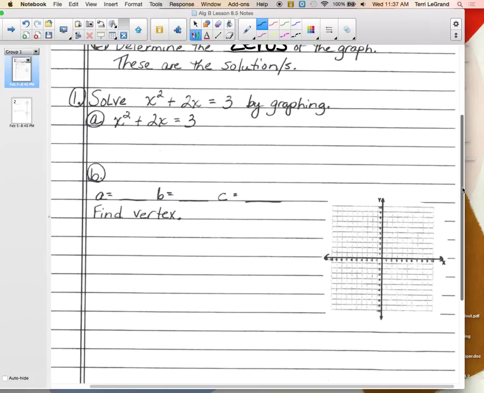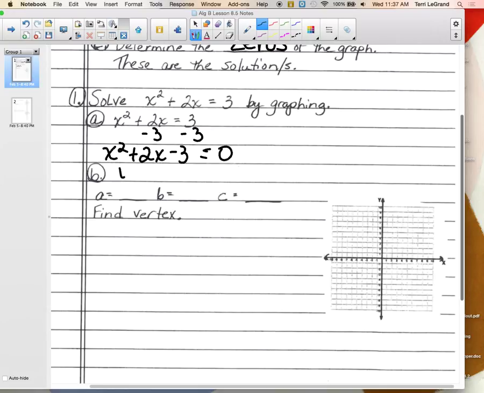Get it set equal to 0. So what do we have to do? Subtract 3 from both sides. So we will have our x squared plus 2x, subtract 3, and now we will have that 0 on the other side. Is the left side in standard form? Yeah, it is, isn't it? So we have our standard form set equal to 0.